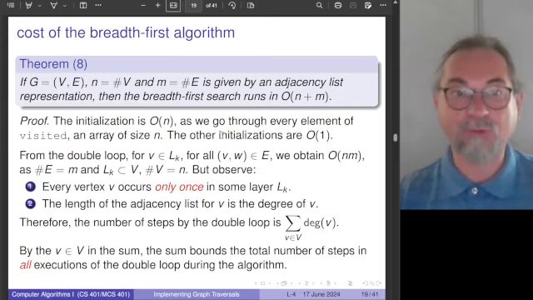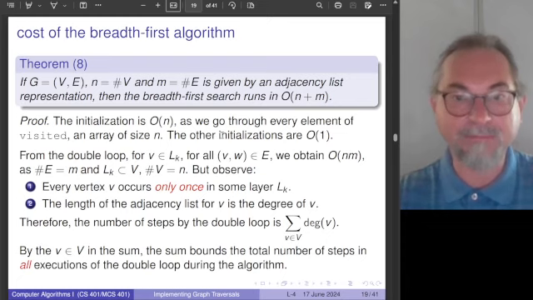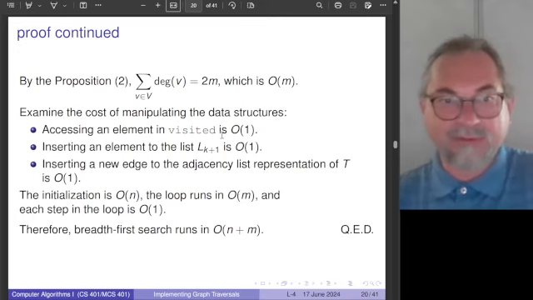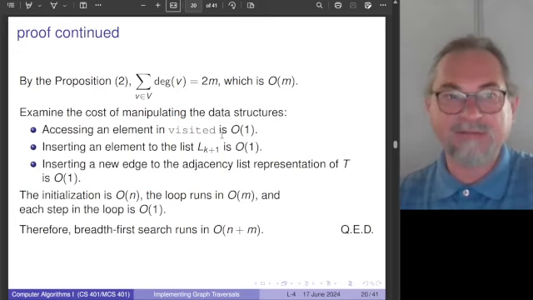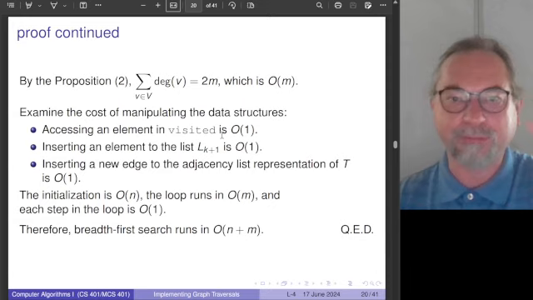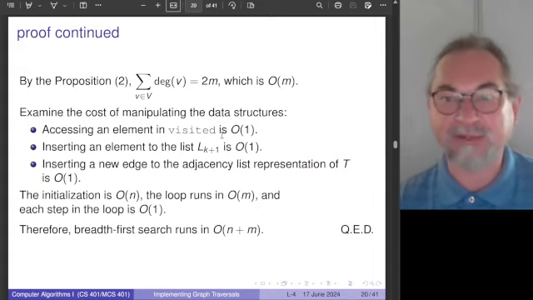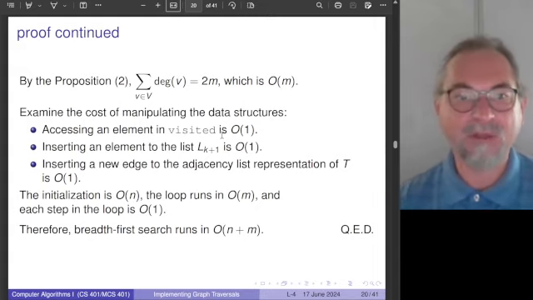So that is the important crux of the number of steps. And that is also why we need that proposition. So that important property that the sum of the degrees is actually exactly equal to 2m, which is again bounded in order of m.